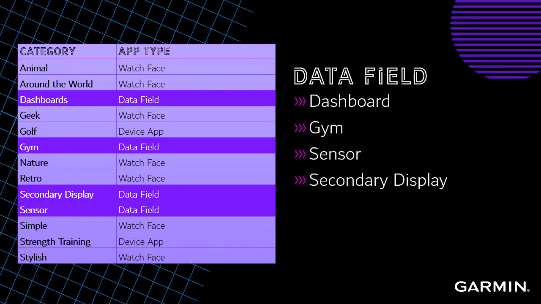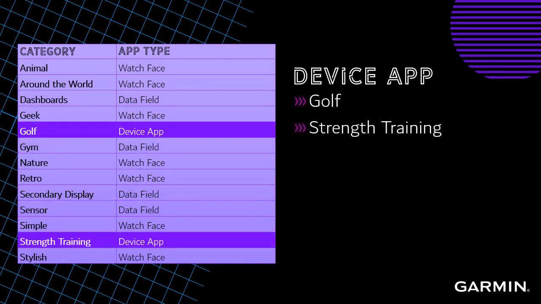For data fields, we are adding the following categorizations. Dashboards are for data fields that display multiple metrics on a single page. Gym is for indoor training metrics. Sensor and secondary display are for data fields that work with external sensors or displays. Finally, for device apps, we are adding categorizations for golf and strength training.